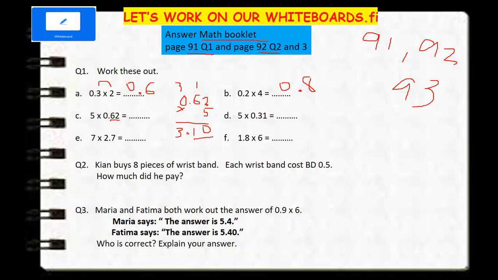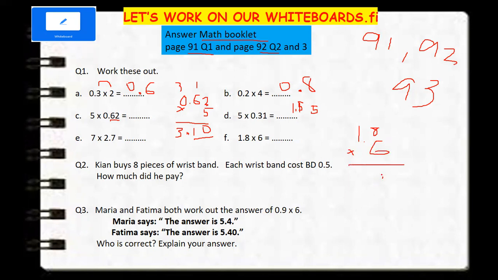Okay, so I hope you understand how to do it. You can solve this one. This will be 5. This is 15. 3 times 5 is 15, I mean. How many decimal places? 2. So the answer is 1.55. Now next, 1.8 times 6.